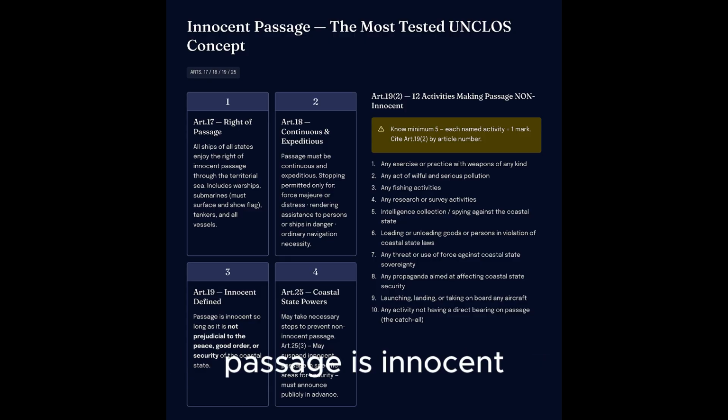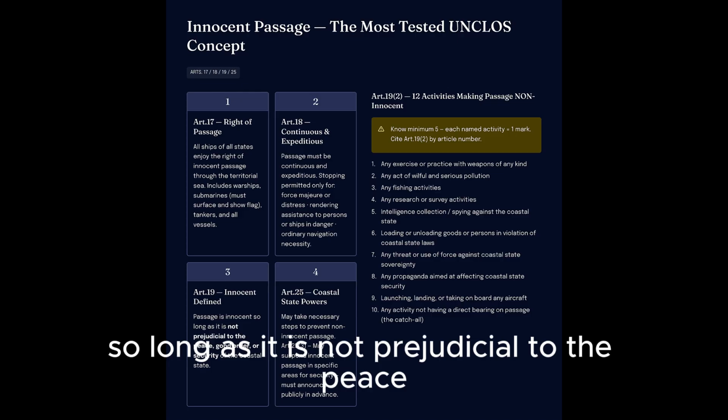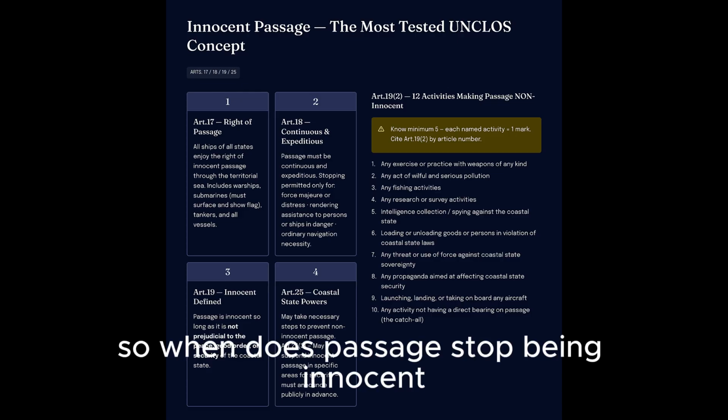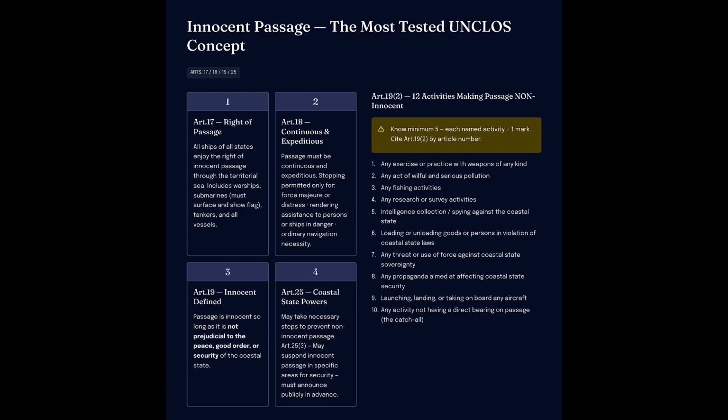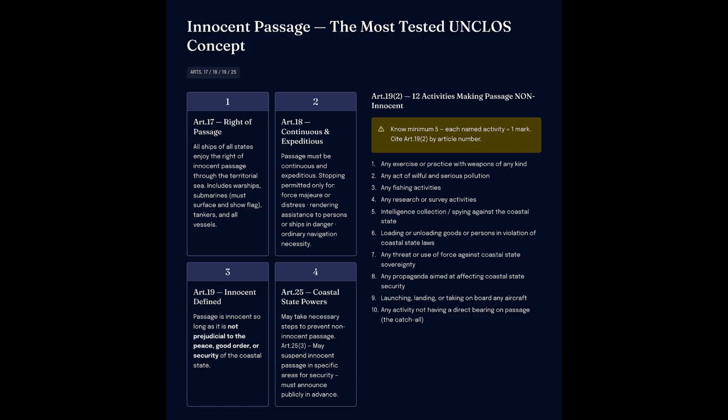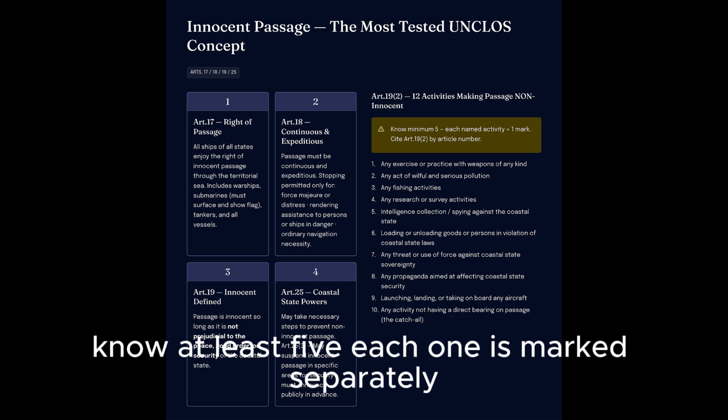Passage is innocent so long as it is not prejudicial to the peace, good order, or security of the coastal state. So when does passage stop being innocent? Article 19 paragraph 2 lists 12 activities. No, at least 5. Each one is marked separately.